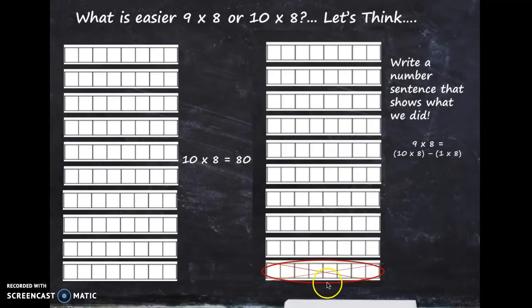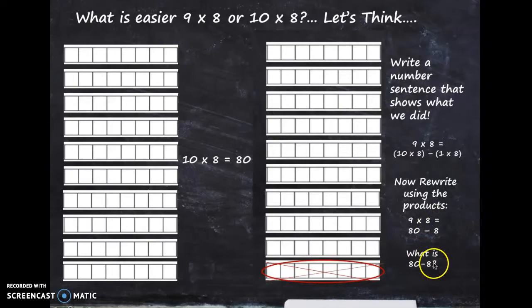I crossed off an 8 at the bottom of our tape diagrams. I took away 1 8 and I subtracted 1 unit. So here I have 10 groups of 8 minus 1 group of 8. Now I can rewrite that sentence showing my products. I'm going to write 9 times 8 as 80 take away 8, going back to our original, which was 10 times 8. Take away 1 group of 8 gave us the 8.